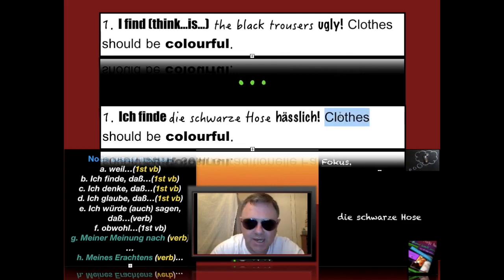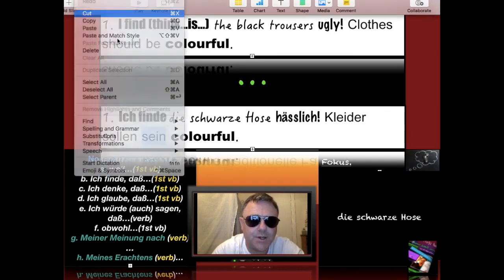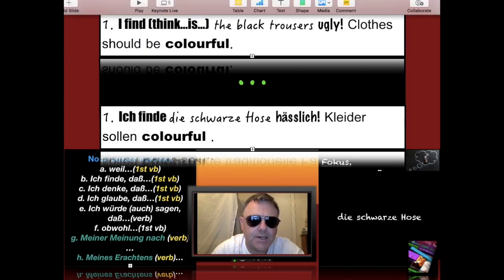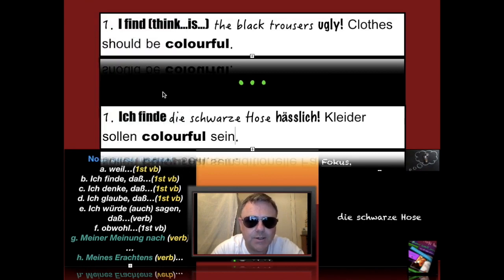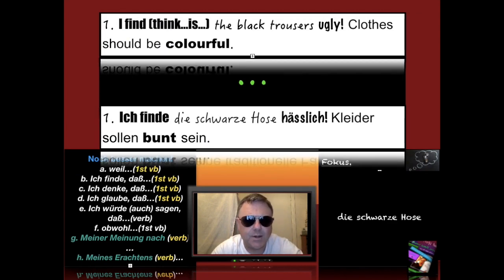Now, clothes, Kleider. Now, should be sollen. Okay, so we have a modal verb situation. And sein is be, and as you know, that needs to go to the end of the sentence. So let's do so. So over there, bunt is multicolored or colorful. Bunt. Here's one I made earlier, just double check.